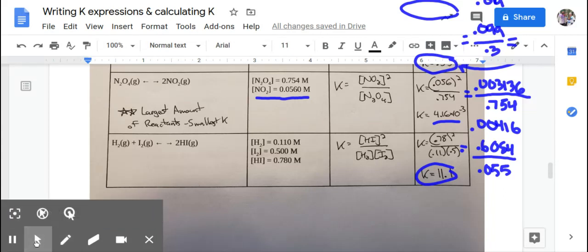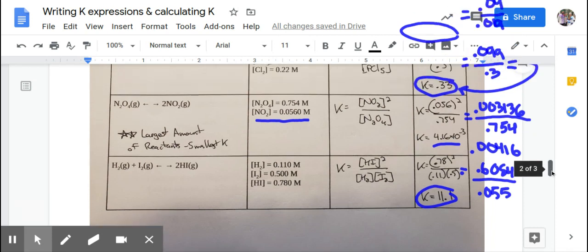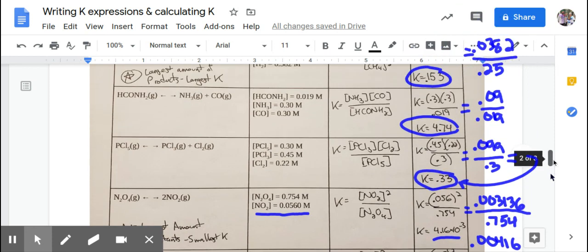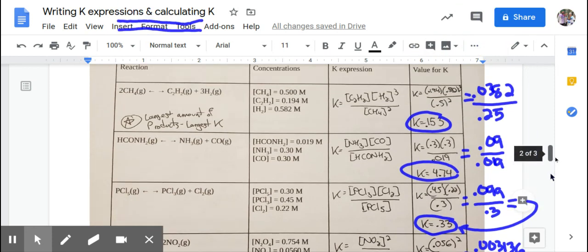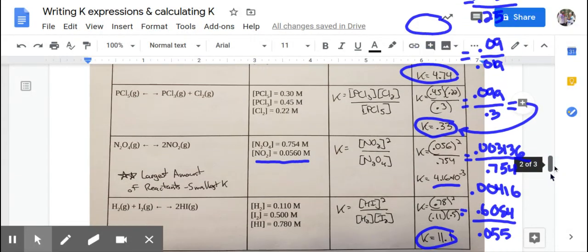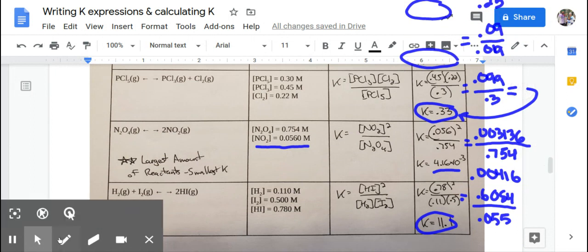Now, for the second part, where it's asking which one has the most reactants, we're looking for the smallest value for K. And that's the fourth one, 0.00416. That's why there's 2 stars here.